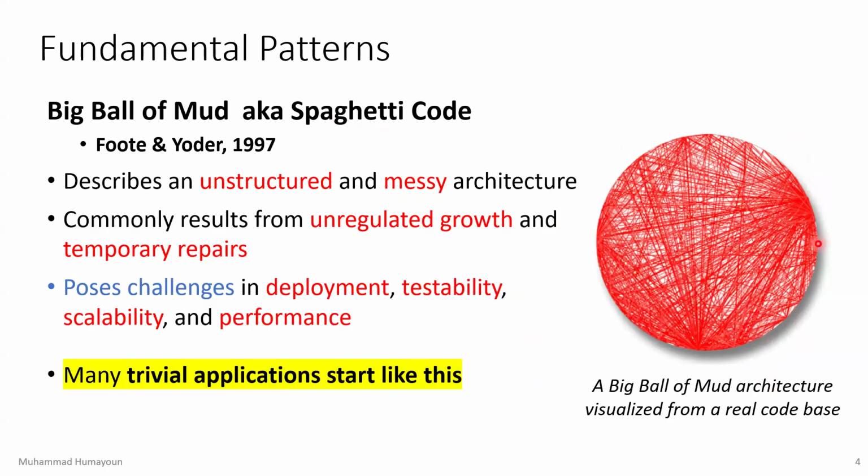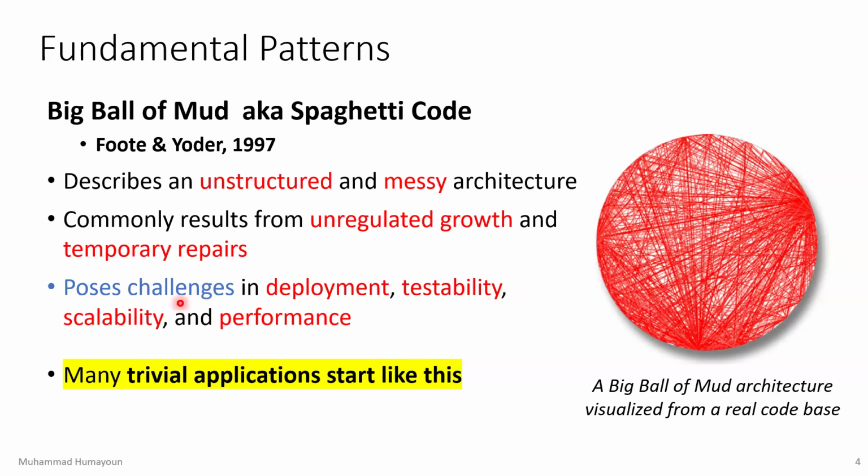By the way, this image is built from a real code base where, as you can see, the lines suggest the interactions or the dependency within the piece of code. As you can see clearly here, this big ball of mud, or spaghetti code, concept was given by Foote and Yoder in 1997. And it describes the structure, the messiness of this architecture. So big ball of mud simply highlights how messy or unstructured your code is, and how this happens.